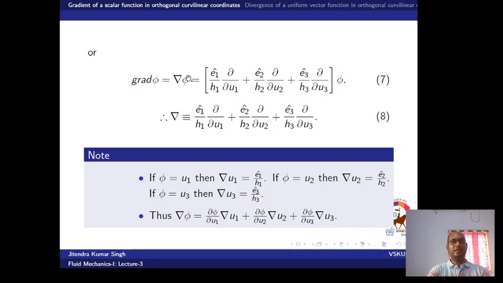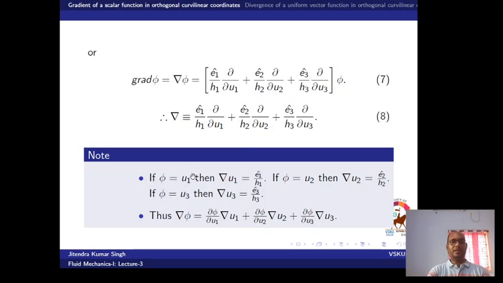Therefore grad phi, writing phi outside, is equal to e1 by h1 dou by dou u1 plus e2 by h2 dou by dou u2 plus e3 by h3 dou by dou u3 operating on phi. Comparing, the nabla operator is equal to e1 by h1 dou by dou u1 plus e2 by h2 dou by dou u2 plus unit vector e3 by h3 dou by dou u3.